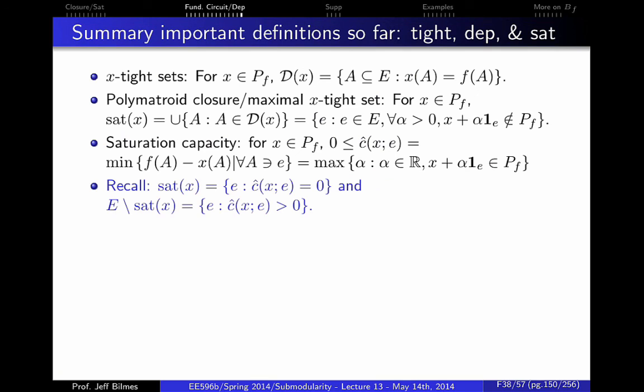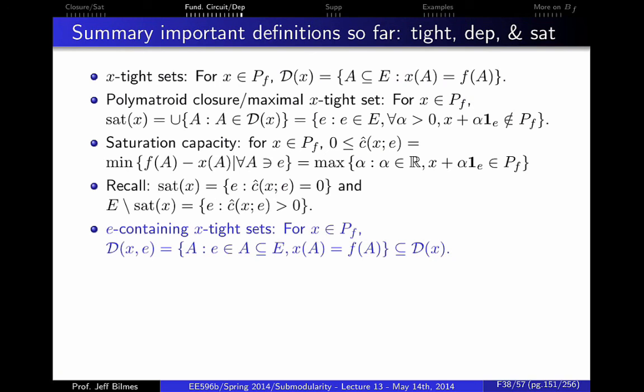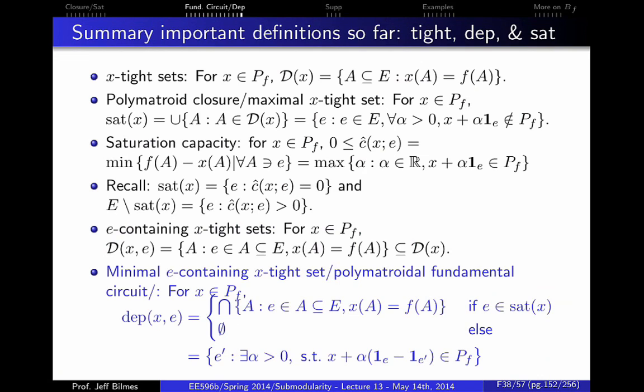There's the saturation capacity defined, there's the sat function defined by the saturation capacity. There's the notion of E-containing tight sets. This lattice of E-containing tight sets, and lastly, dep, or necessary for tightness, E-containing tightness. So the last two slides give us a summary of everything that we've talked about the last two lectures.